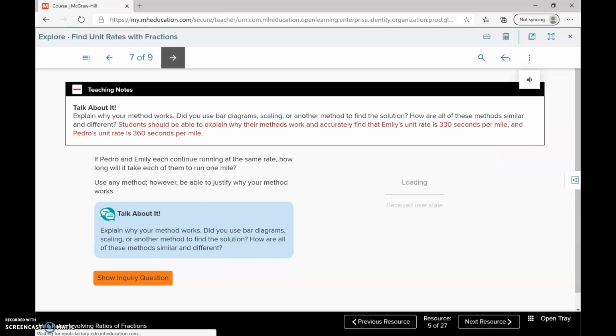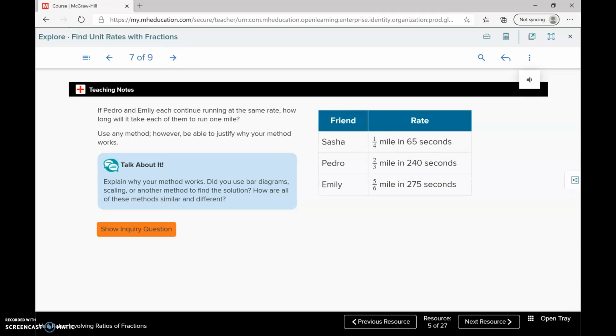All right. So, if Pedro and Emily continue running at the same rate, how long will it take each of them to run 1 mile? Use any method. I want you to solve these. How long will it take Pedro and how long will it take Emily? Come back once you've solved them. All right, ready to see if you got it right? Let's move on.